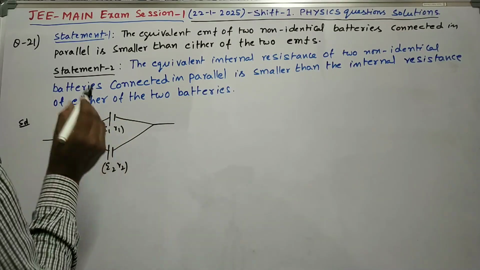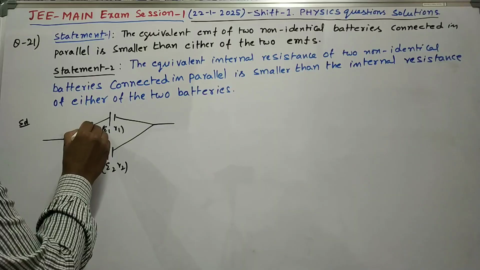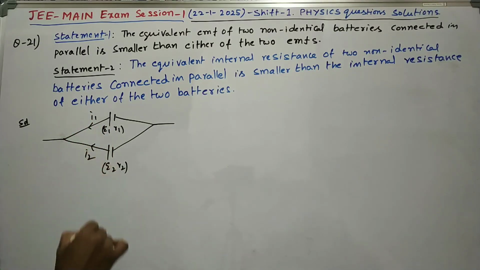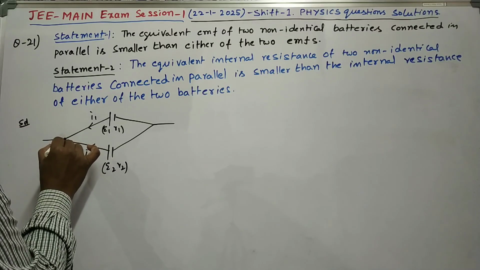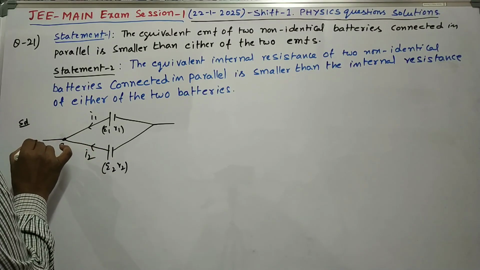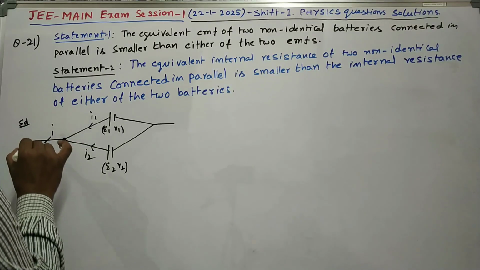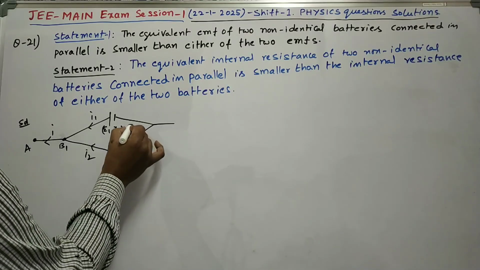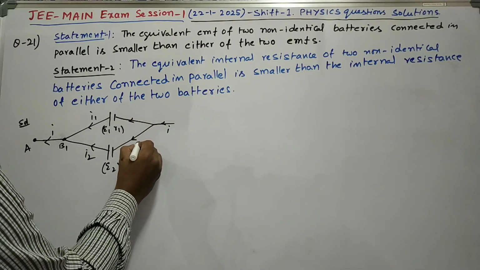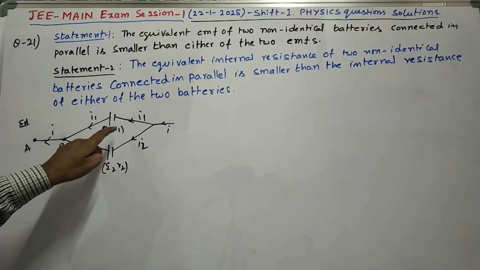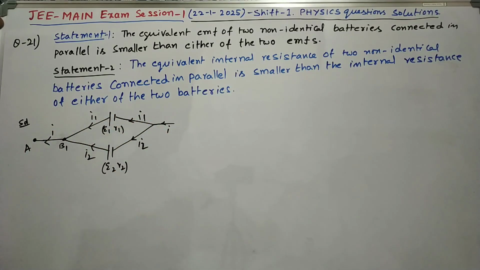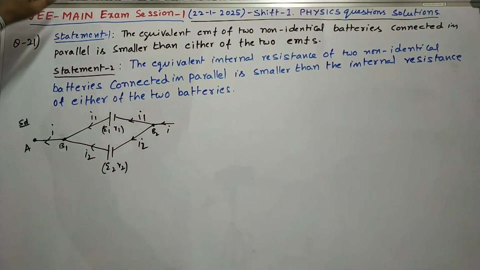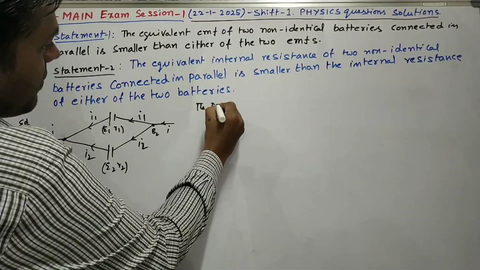Generally the current starts from the positive terminal of the first cell, current I1, and current I2 from the second cell. Both combine at this junction, called B1, and make current I. This end is called A. Later the same current I, made of I2 and I1, enters the negative terminal. The potential drop across this junction B1 and this junction B2 is considered.